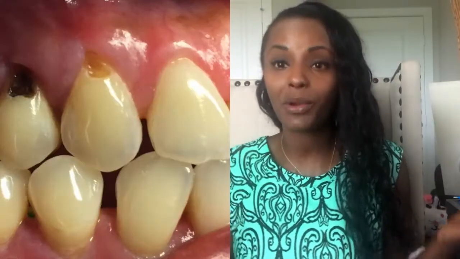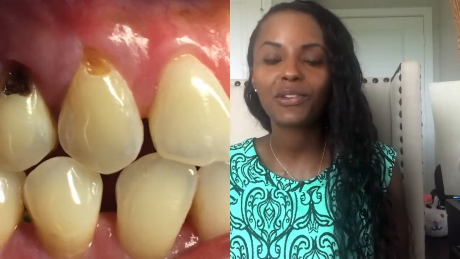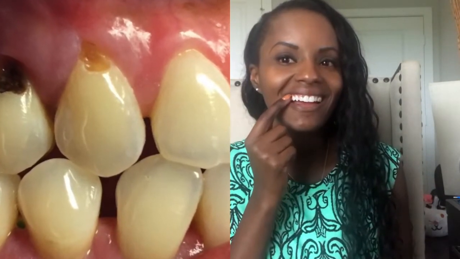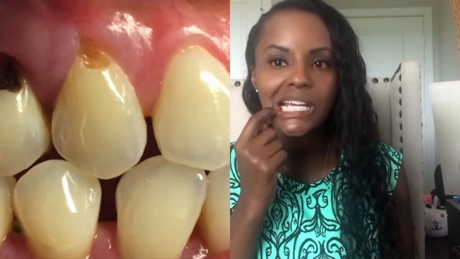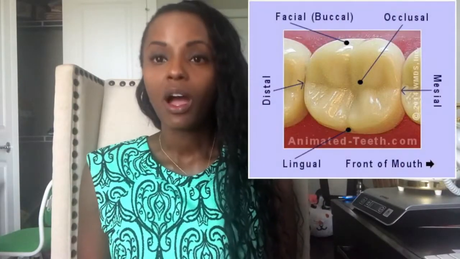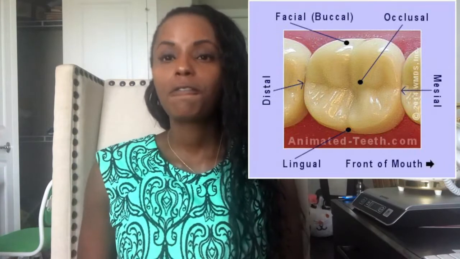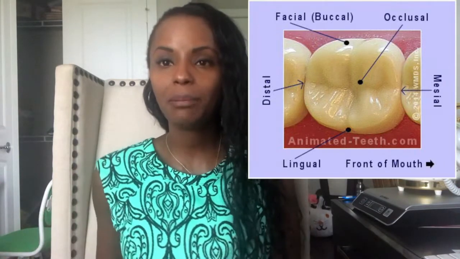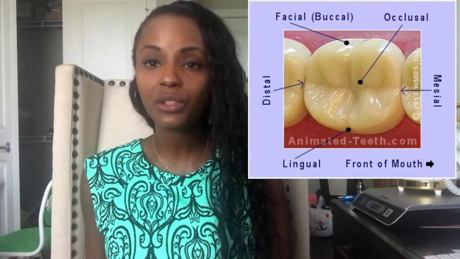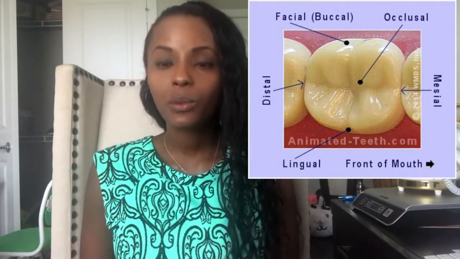Cervical means down near the gum. So depending on if it's a top or the bottom tooth, we can say cervical right around here or cervical right down there. And that just means down near the gum. So let's review. Mesial towards the front, distal towards the back, facial, buccal, or labial towards the outside of the tooth, or lingual or palatal towards the inside.